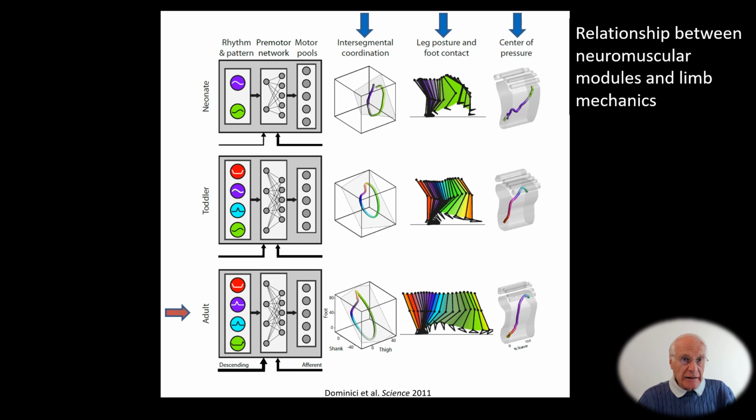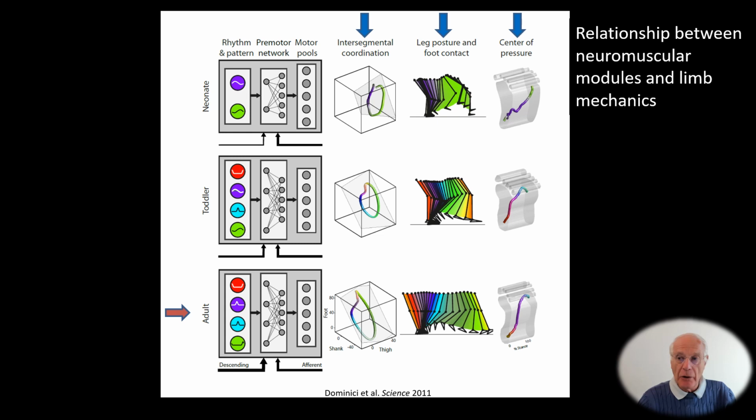In adults, the four patterns are accurately timed around the four critical events of the gait cycle: heel strike, weight acceptance, forward propulsion, and liftoff. The legs are kept much straighter than in children. The center of pressure shifts smoothly from heel to toe.